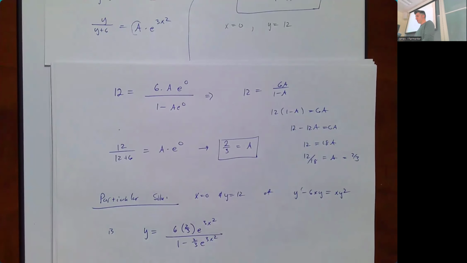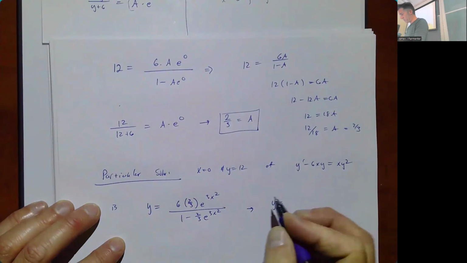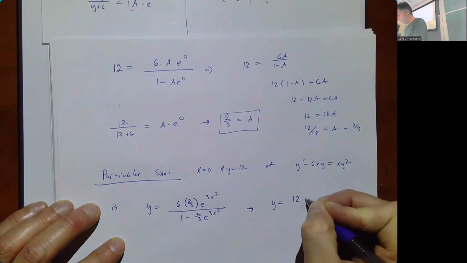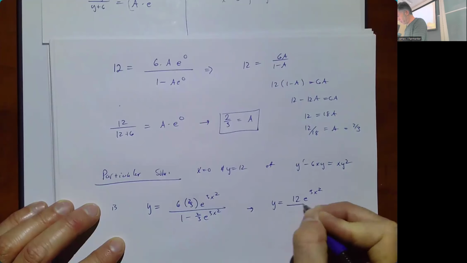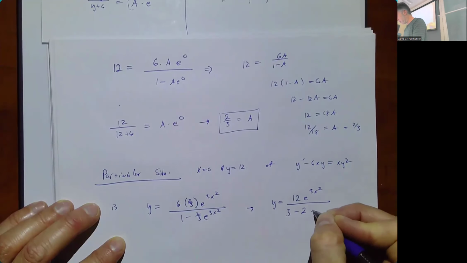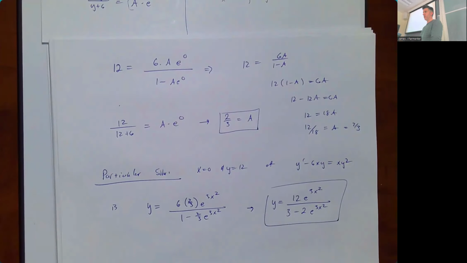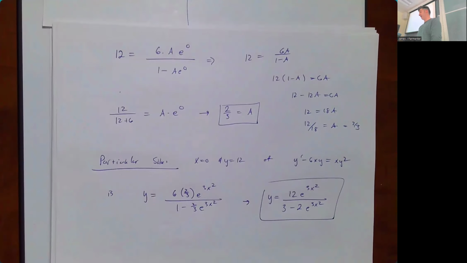And it's pretty typical to multiply the top and bottom by 3 here so that we don't have fractions in fractions. And if we do that, we're going to get y equal to 6 times 2 is 12 e to the 3x squared over 1 times 3 is 3 and 2/3 times 3 is 2 e to the 3x squared. That's probably the most typical way of writing the solution to this differential equation with these initial conditions.